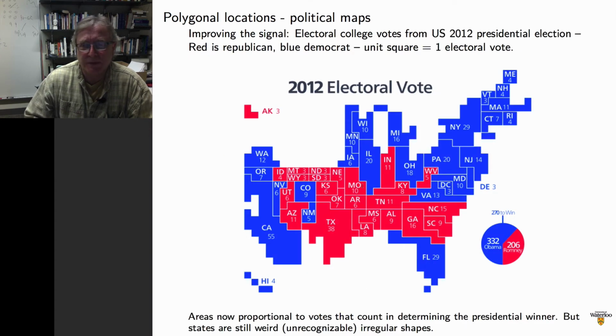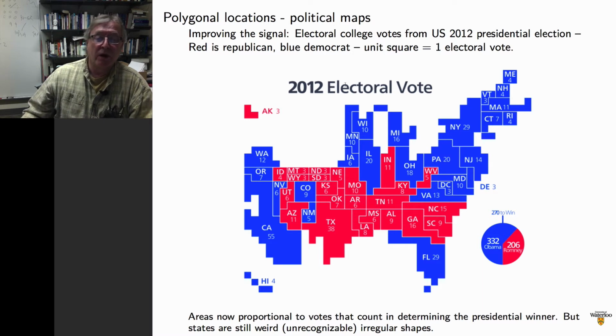So here is a little better signal of the actual data in 2012. This is Obama versus Romney, where Obama wins. The blue is now dominating. And what we have here are the electoral college votes. One square corresponds to one vote. So you see up here Alaska has 3 electoral college votes, so it's got 3 squares. And Hawaii here has 4 squares. Florida's got 29. So the area is now proportional to the number of votes in the electoral college.